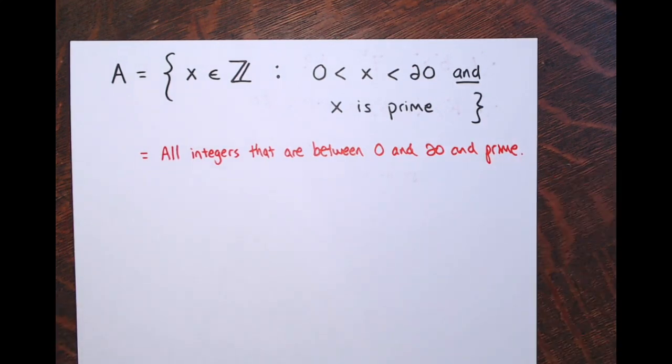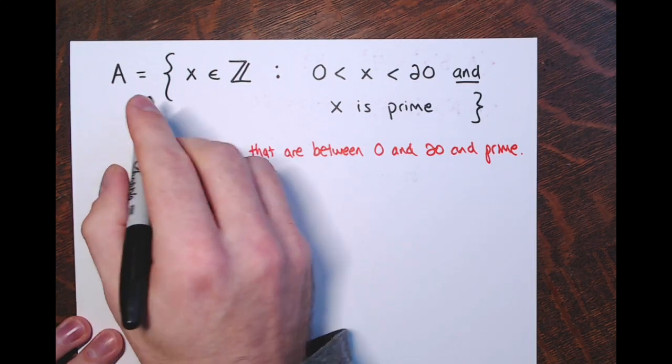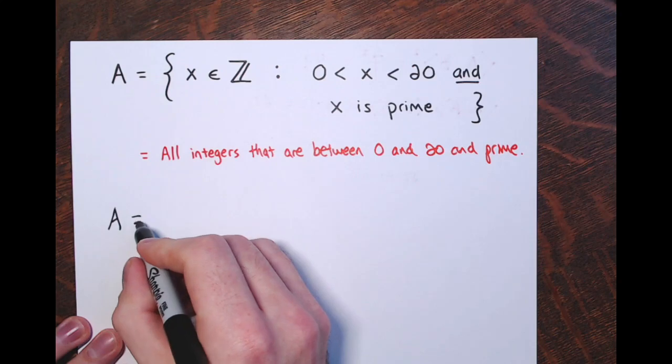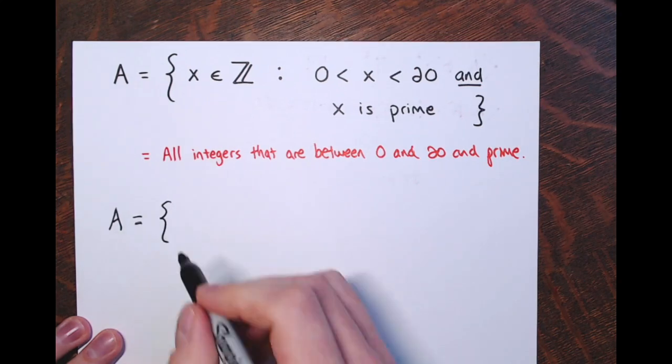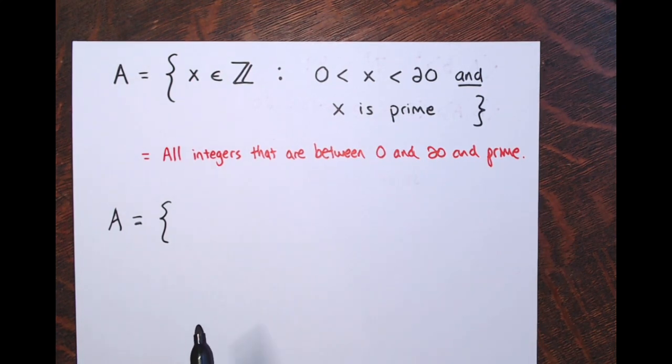So let me write this out in roster form. Right? This is called set builder notation up here. I'm going to write out the same set in roster notation, where I'm just going to list the elements that are actually in this set. So let's think of the integers.